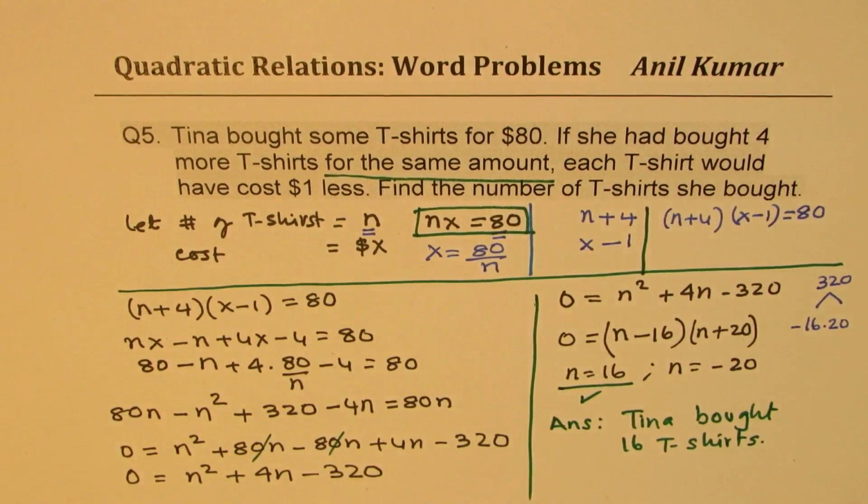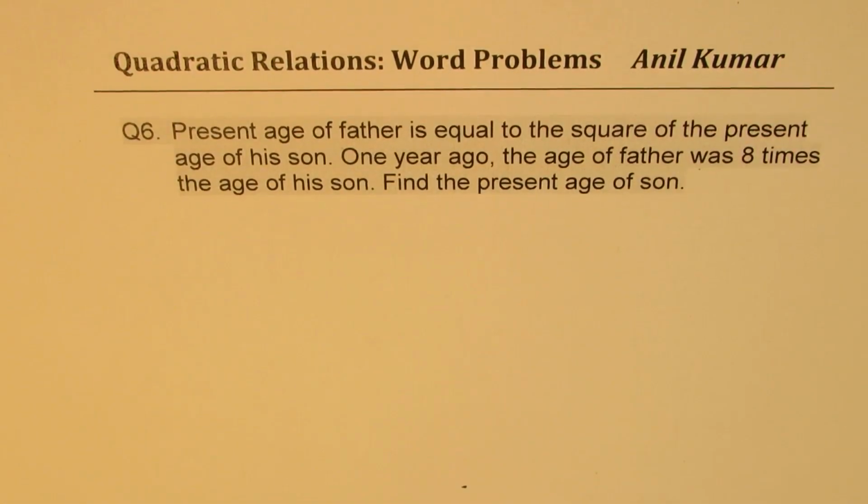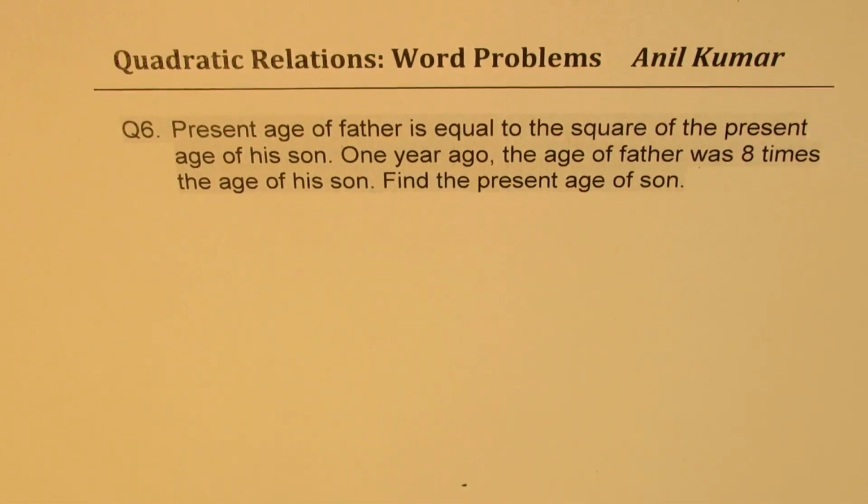Is that clear? So that is how you are going to solve it. Perfect. So let's take the next question now. Question number 6. Present age of father is equal to square of the present age of son. 1 year ago, age of father was 8 times the age of his son. Find the present age of son.